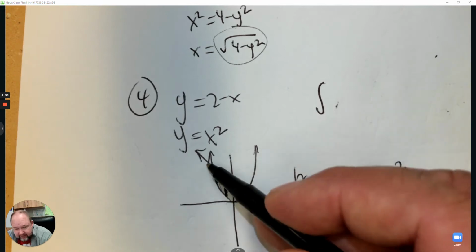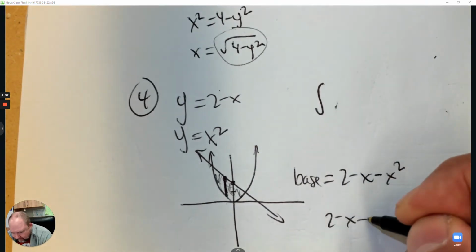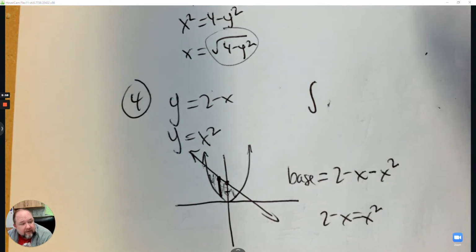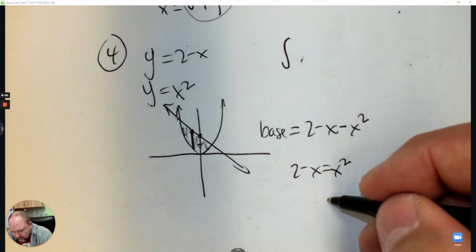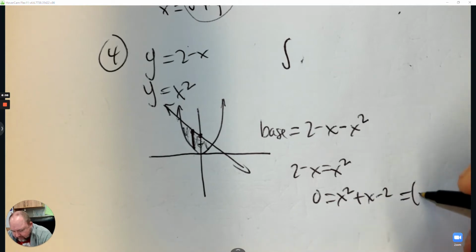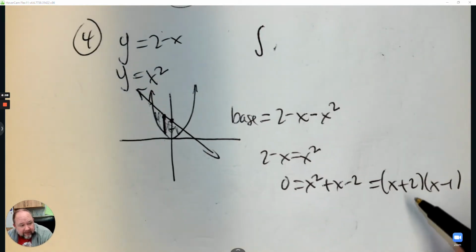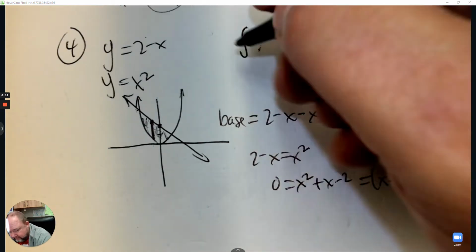And so I need to know where we're integrating from, so I need to make them equal to each other to find the bounds. So I'm going to keep the power term positive. I'm going to add x and subtract 2, and then I'm going to factor it. And then the two answers I get here are -2 and +1.